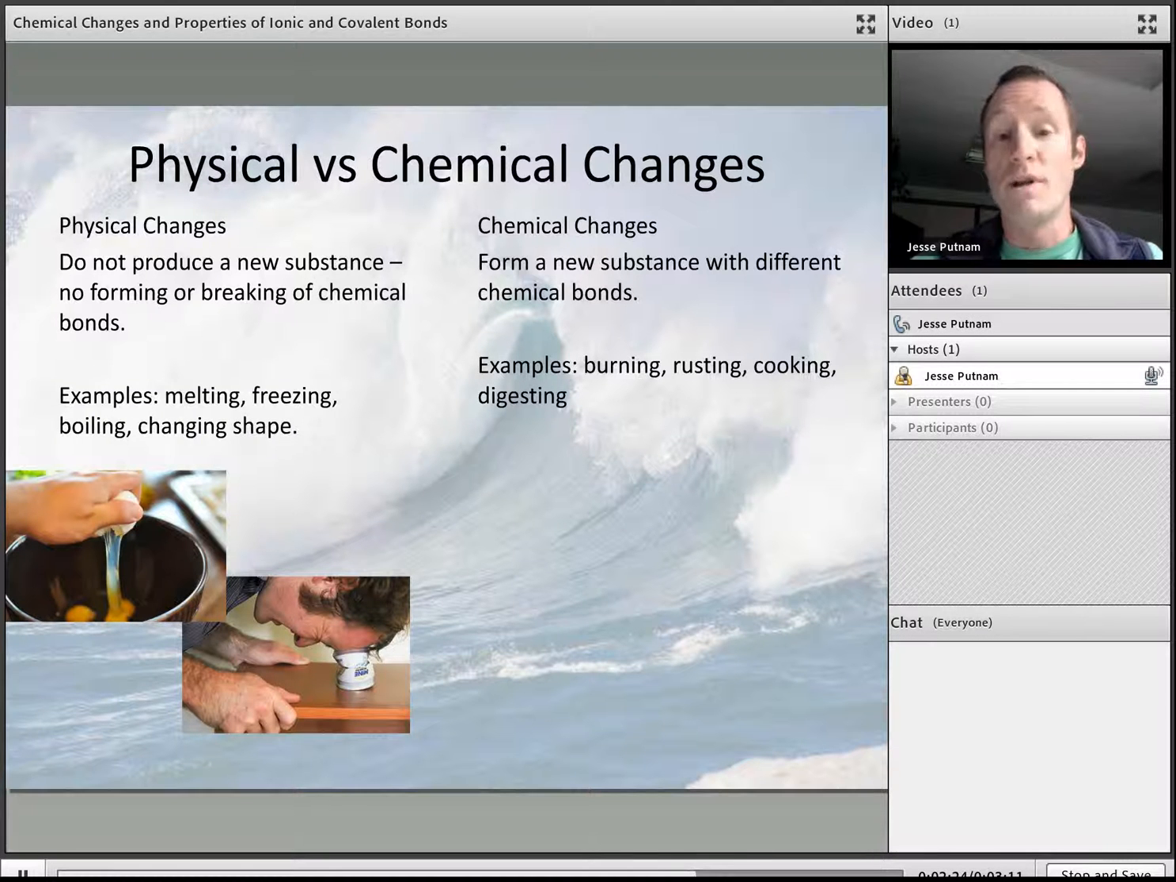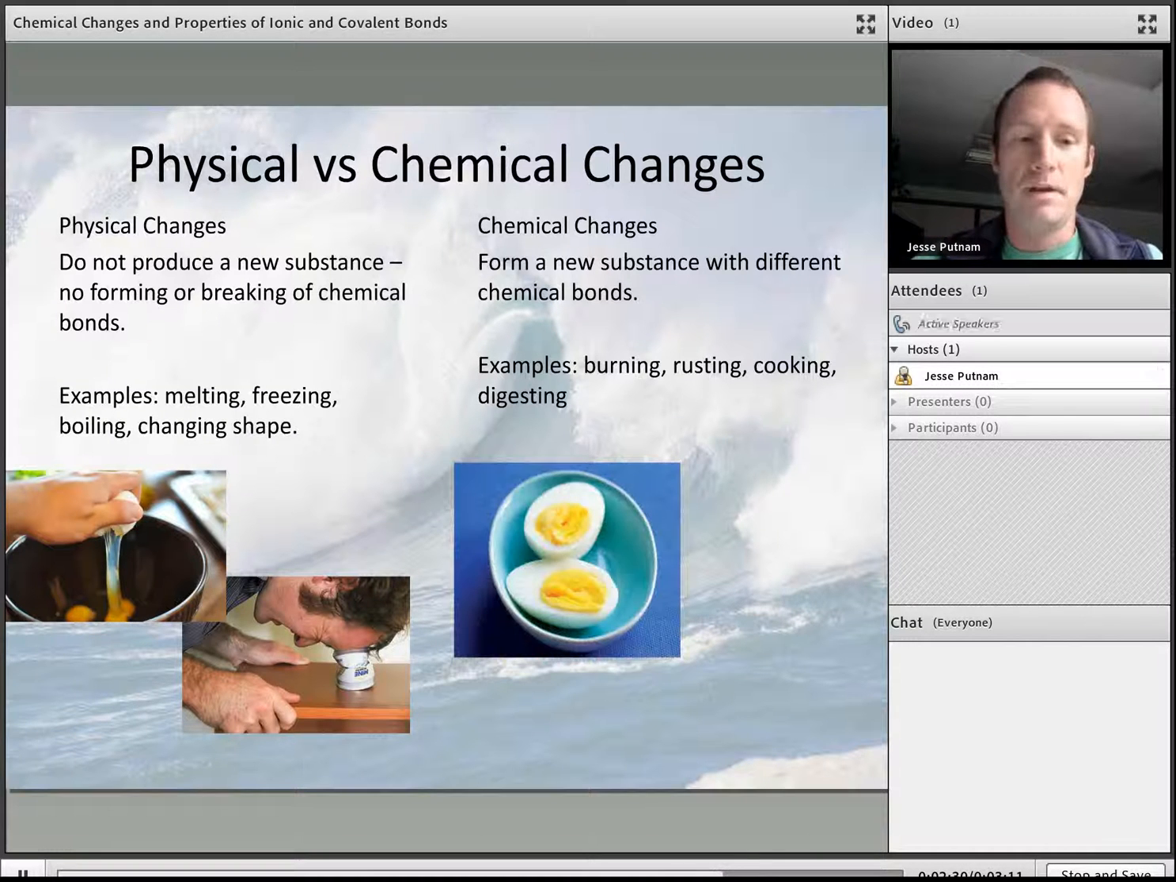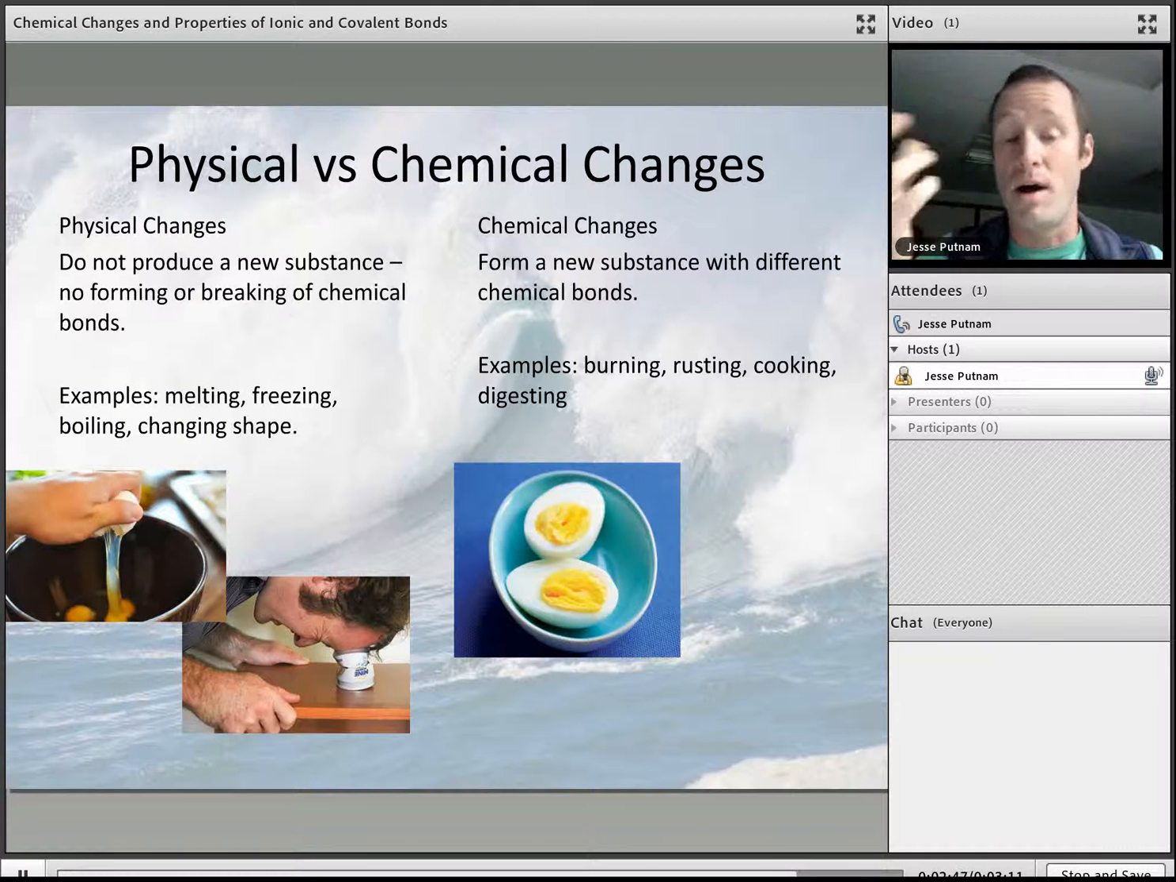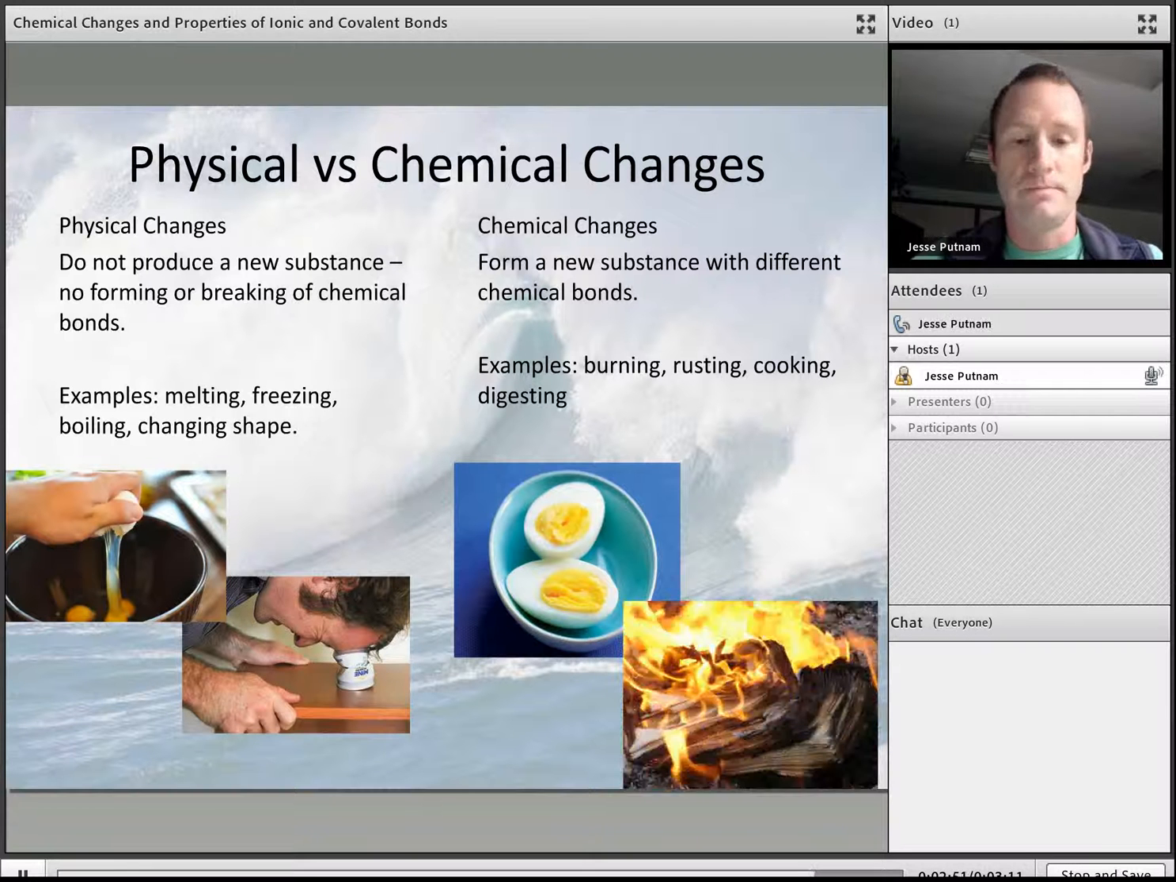Examples would be burning, rusting, cooking, digesting. They're really all around us, different examples. An egg, once you've cooked it, you've changed its chemistry. You can't really get back to the original chemistry of the yolk and the white once you've cooked the egg. And that's because the chemistry, the actual bonds within the egg yolk and egg white have changed.